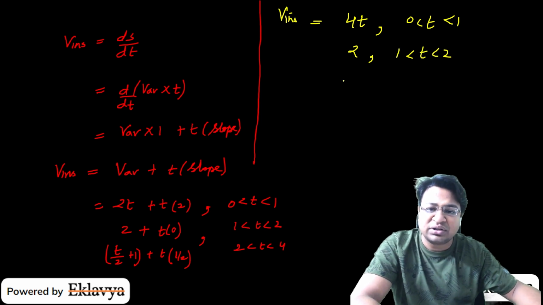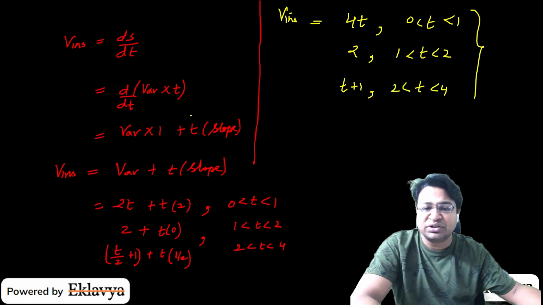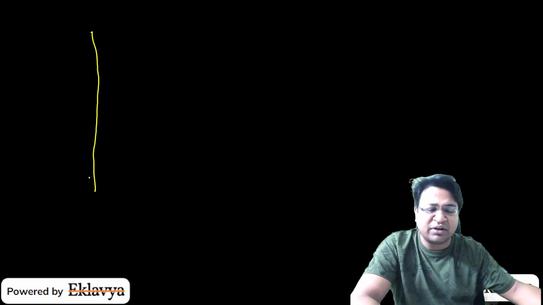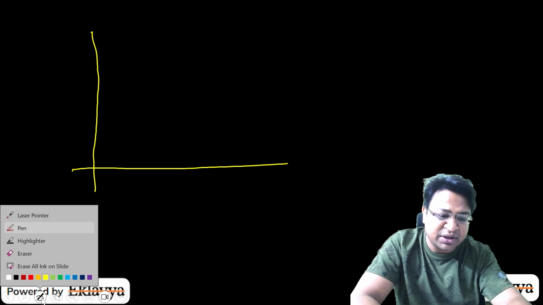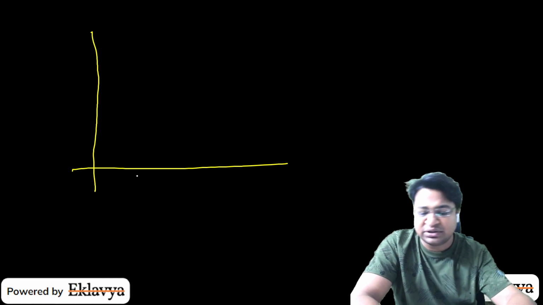Then this is t plus 1 for t ranging from 2 to 4. Now, we can make the graph by using this. If we try to make the graph, the kind of graph that we will get will be somewhat like this. Okay, I'm trying to draw it. So it will appear somewhat like this.